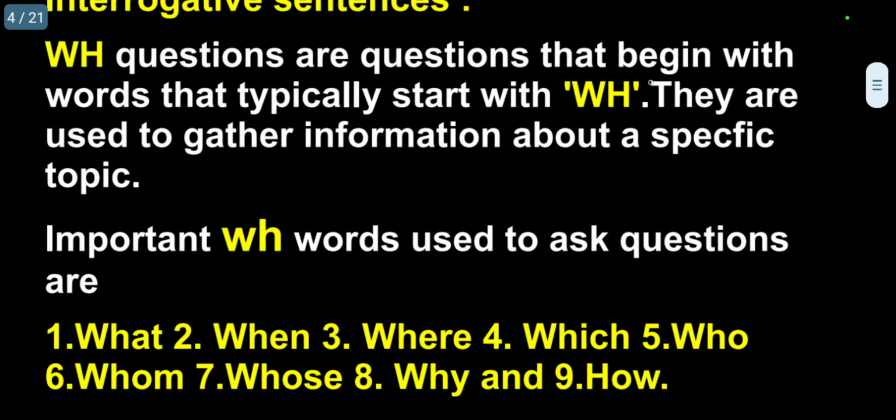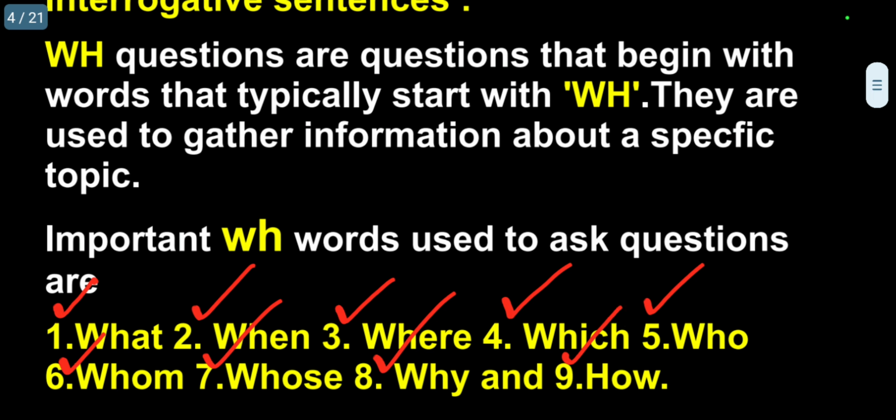Now here, what are the important WH words used to ask questions? They are: 1. What, 2. When, 3. Where, 4. Which, 5. Who, 6. Whom, 7. Whose, 8. Why, and 9. How. From these, 1 to 8 start with WH. Only in how, the H and W are interchanged. Kindly note this point.